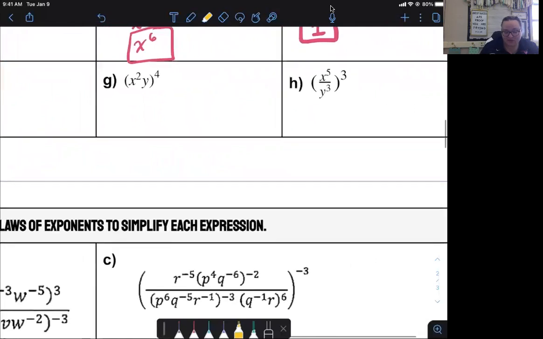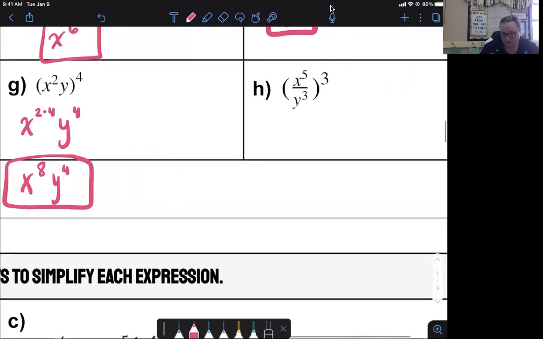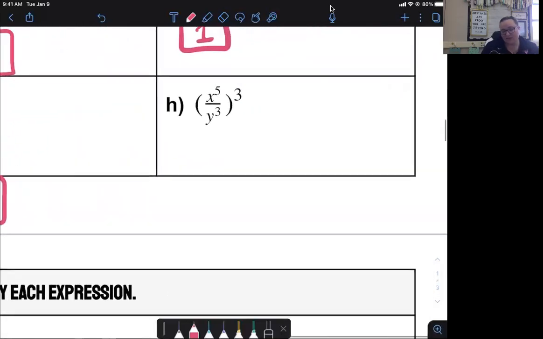Then x squared y to the 4th would be x squared times 4, and then y to the 4th. So x to the 8th, y to the 4th. x to the 5th over y cubed to the third, we would take x to the 5th times 3, y to the third times 3, which is x to the 15th over y to the 9th.